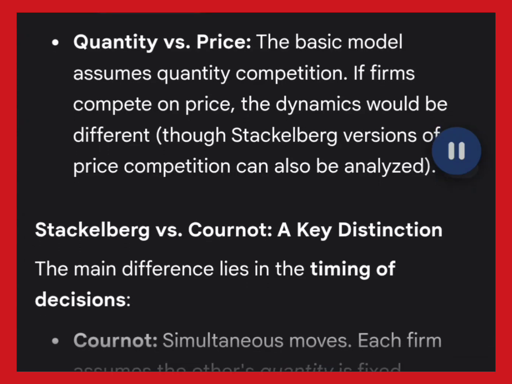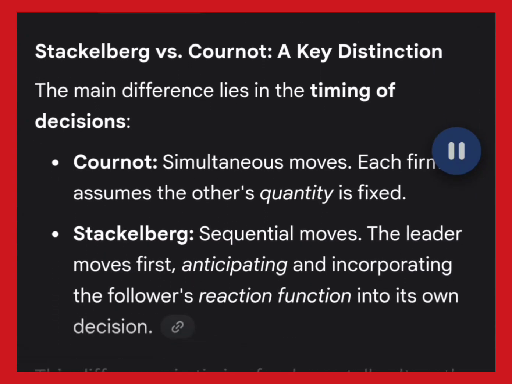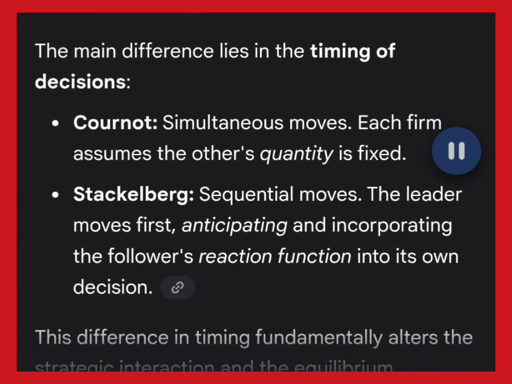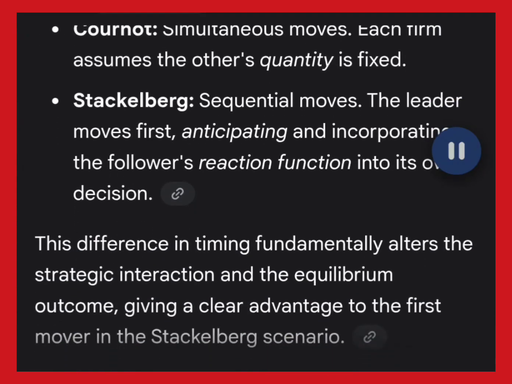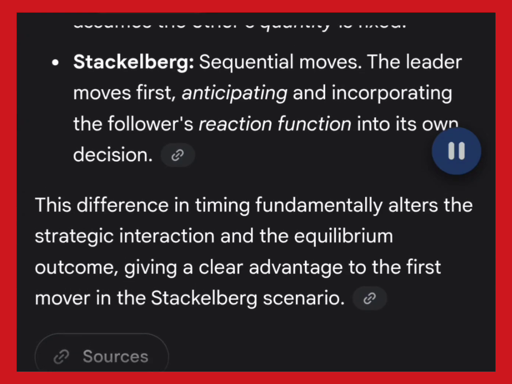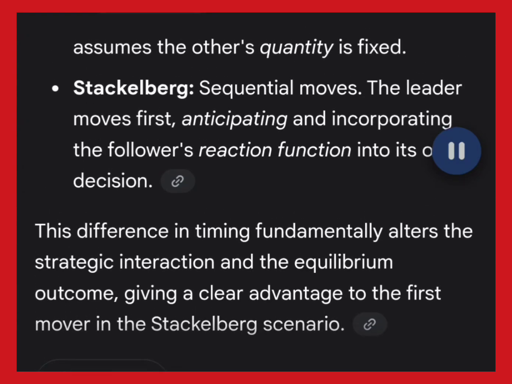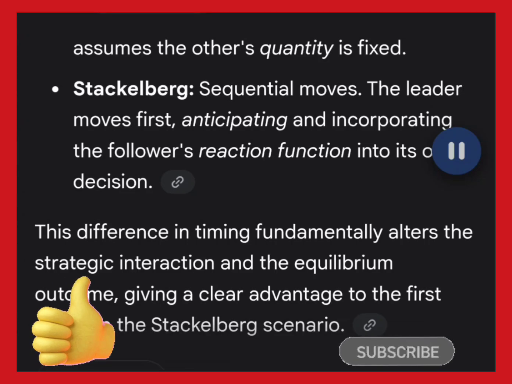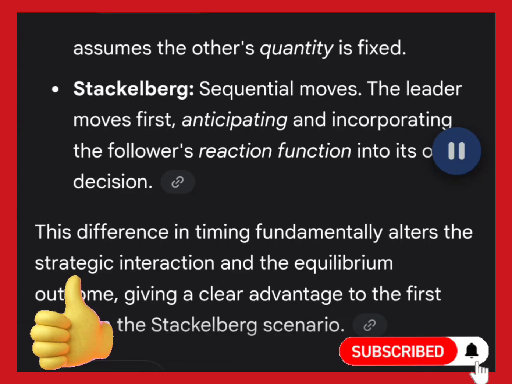Stackelberg versus Cournot. A key distinction. The main difference lies in the timing of decisions. Cournot. Simultaneous moves. Each firm assumes the other's quantity is fixed. Stackelberg. Sequential moves. The leader moves first, anticipating and incorporating the follower's reaction function into its own decision. This difference in timing fundamentally alters the strategic interaction and the equilibrium outcome, giving a clear advantage to the first mover in the Stackelberg scenario.